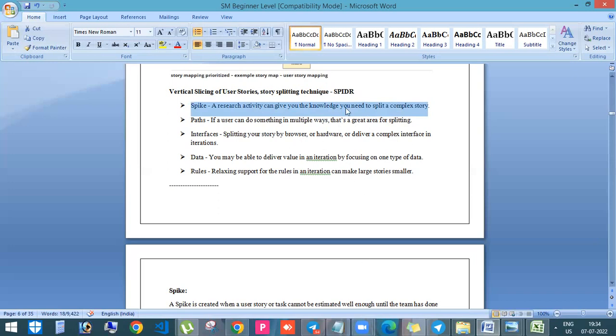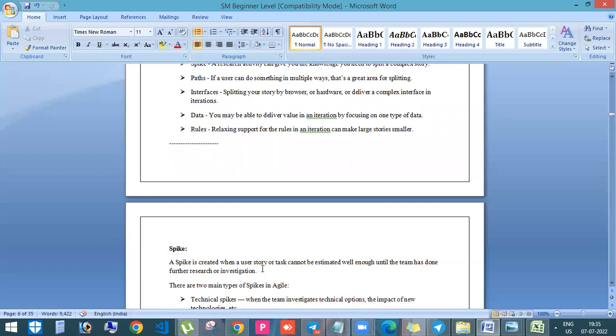So I will tell you what SPIDR is. S stands for spike, as I told. Spike is, if you are not very clear about what you need to do in a story, you need to have a spike story first and do some research on what you need to do. That is known as a spike story. This is a very important question. What is a spike? A spike is created when a user story or task cannot be estimated until the team has done further research or investigation. So if some research or investigation needs to be done for a user story or a functionality, you can have a spike story.